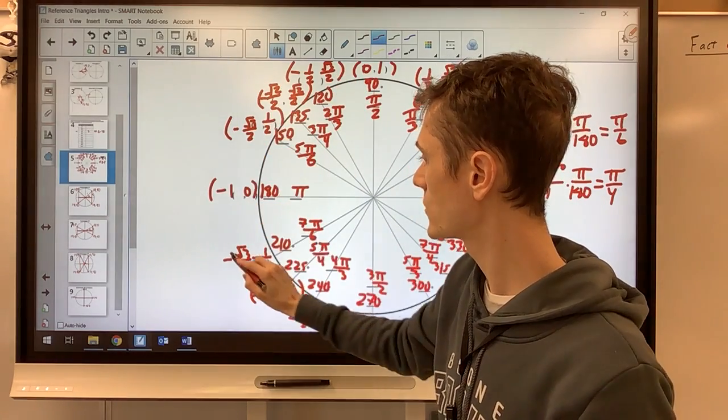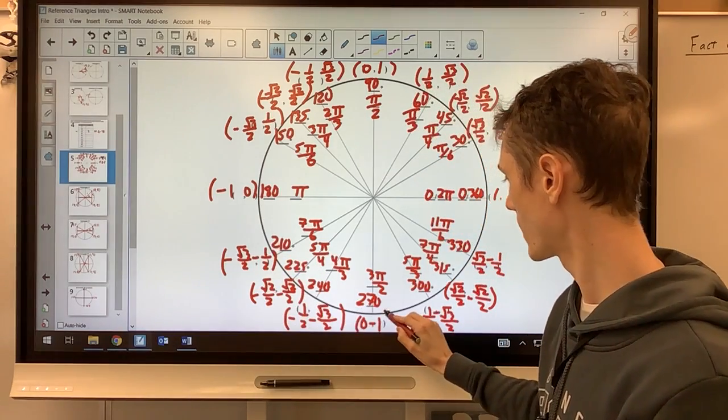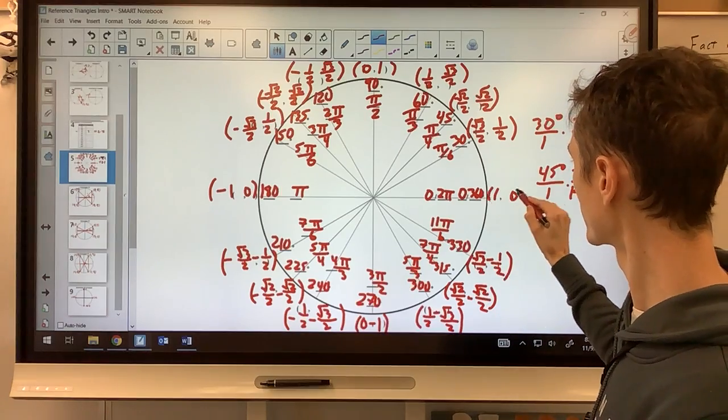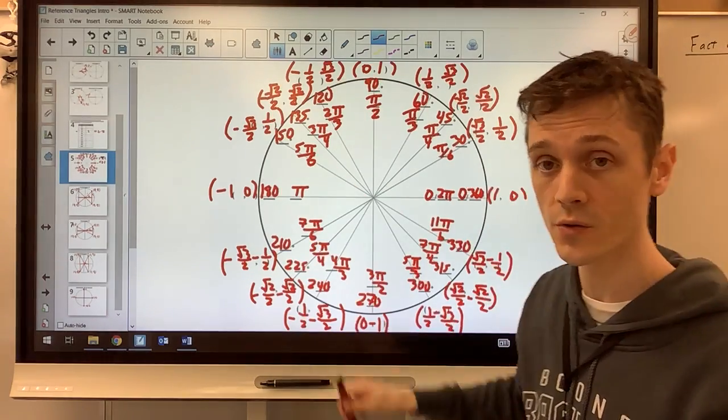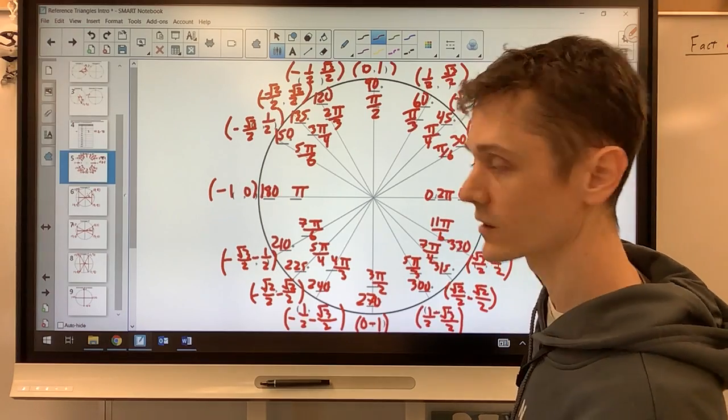Now I didn't do the tangent values. We'll talk about those another time. Those do just come from taking your y coordinates and dividing by your x coordinates. But there are some other patterns we can learn to memorize and fill those in later as well. That's it for the degree measurements, the radians, the x and the y coordinates.